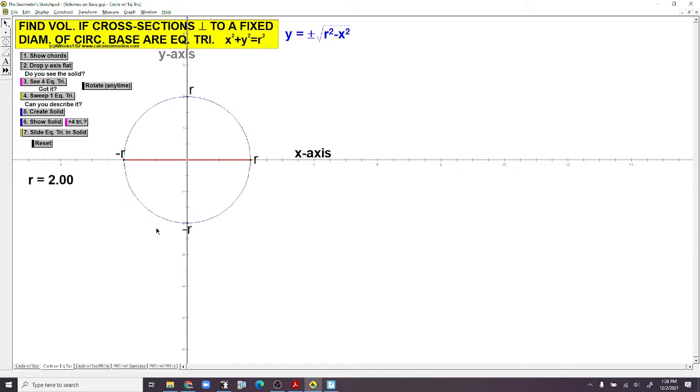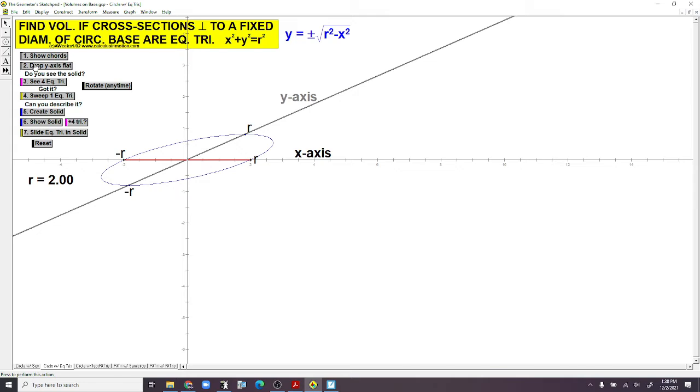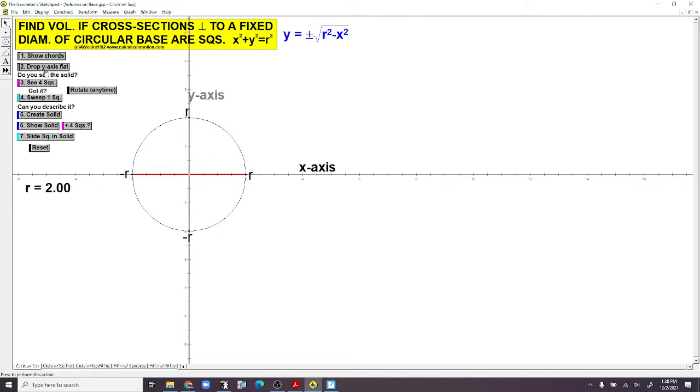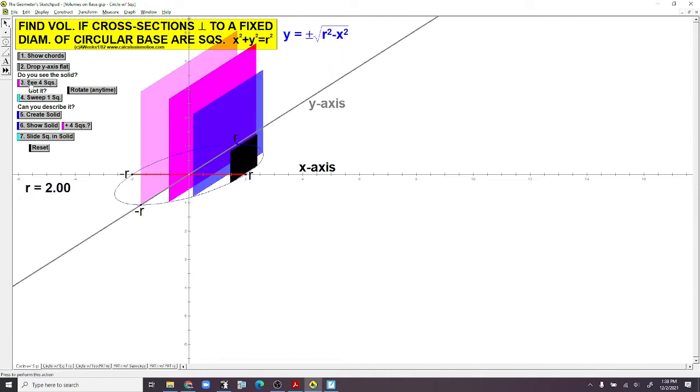So if we have a circle that is the base of our object, we're going to drop the base, all right? So there's like a can, like a cup. So the bottom of the cup, right? Except this shape, we're going to raise squares up. Drop the XY axis. There's the base. We're going to raise up squares, is what I meant to say, squares.